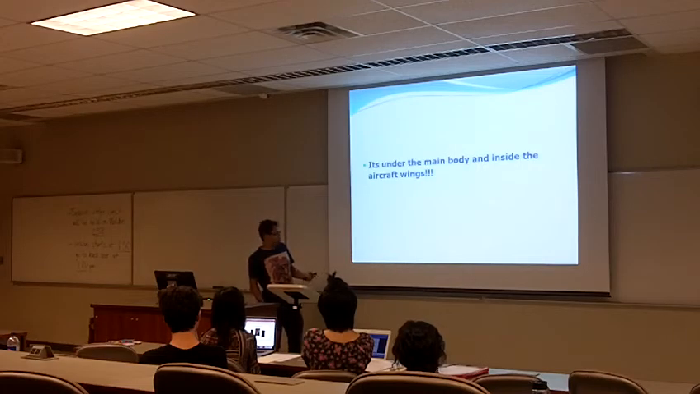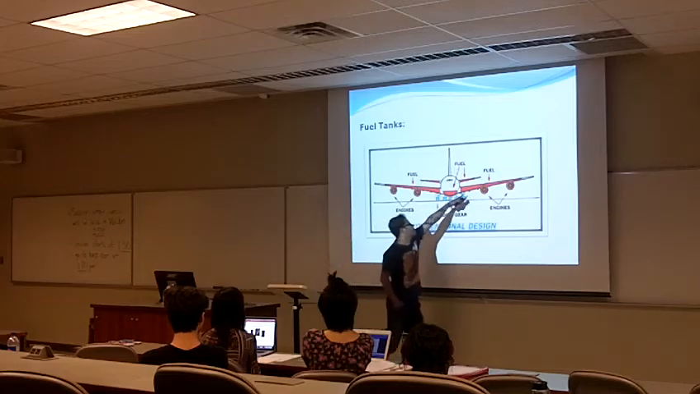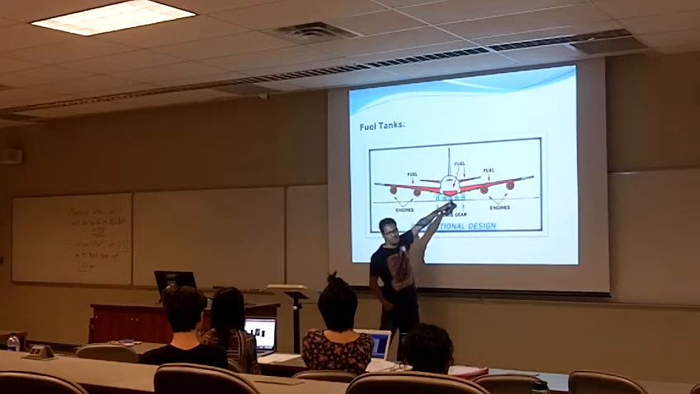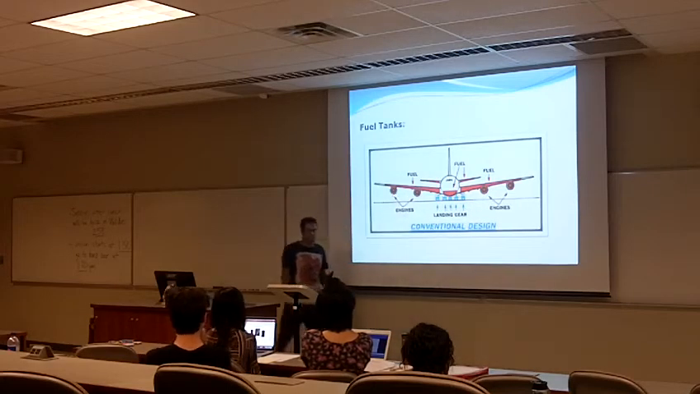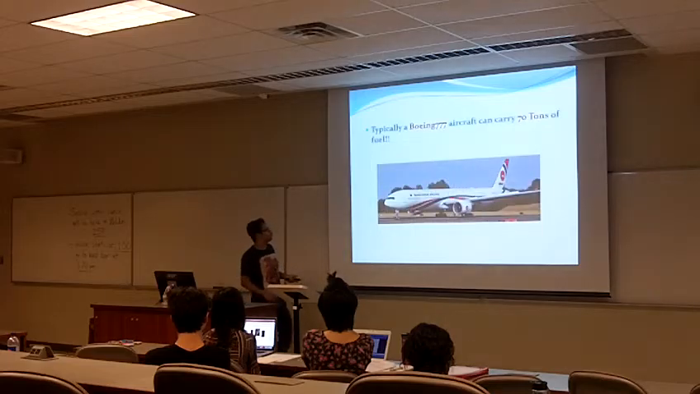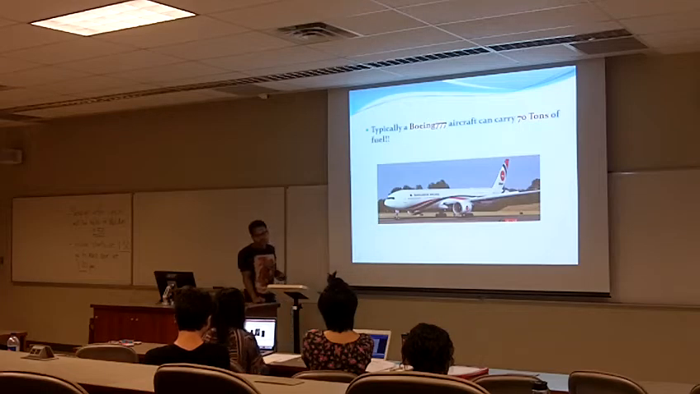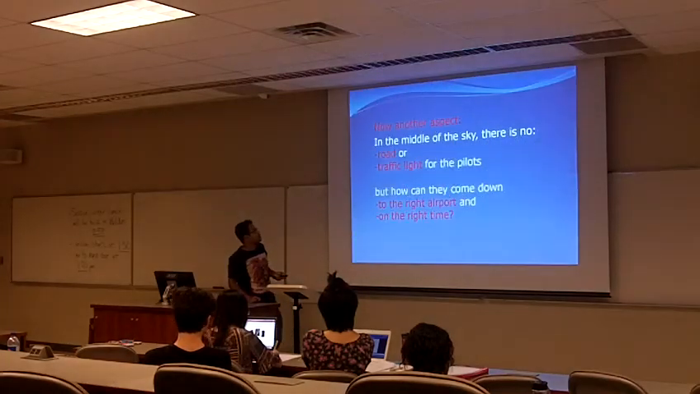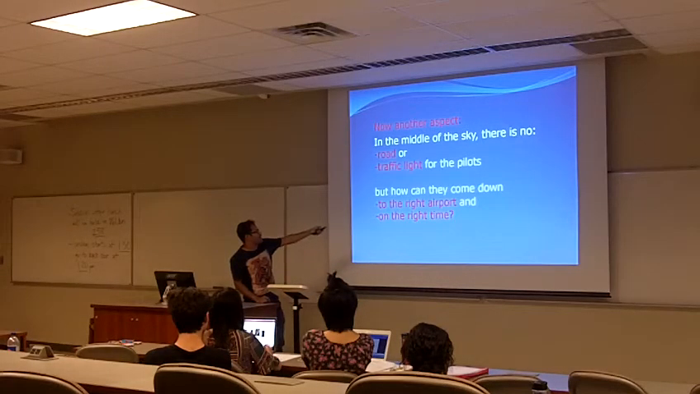So if we look into the aircraft, these are the fuel tanks. They're inside under the body and inside the wings. These are all fuel. So there is a coordination between these so that there is no imbalance. This is a typical Boeing 777 aircraft, which can carry up to 70 tons of fuel. This is 70,000 liters.